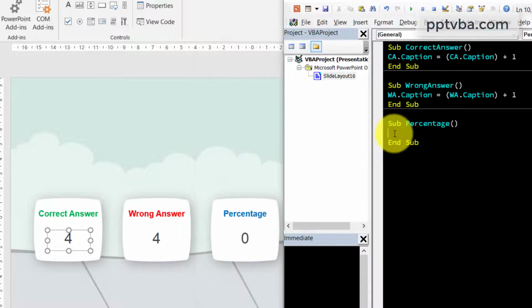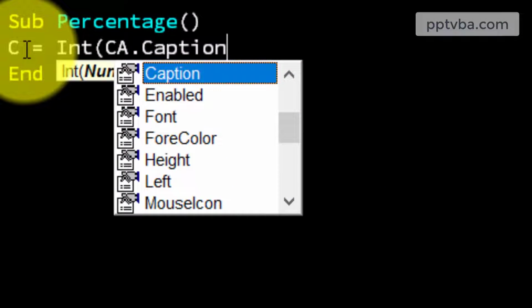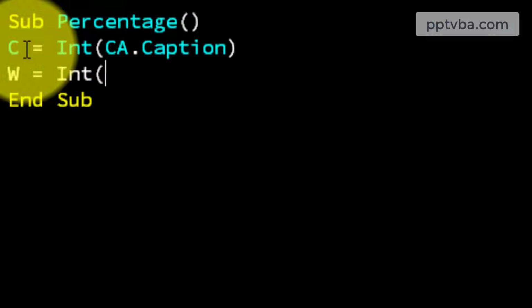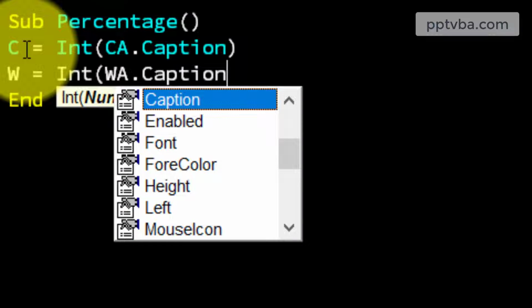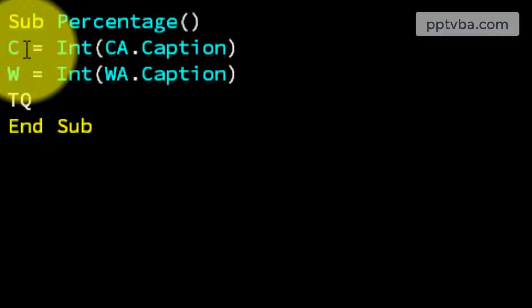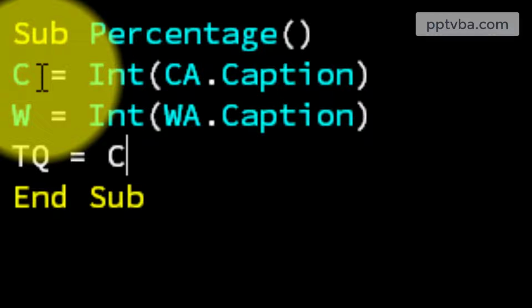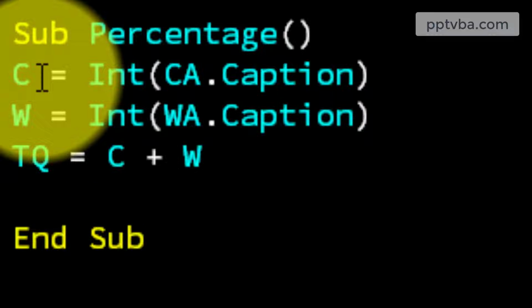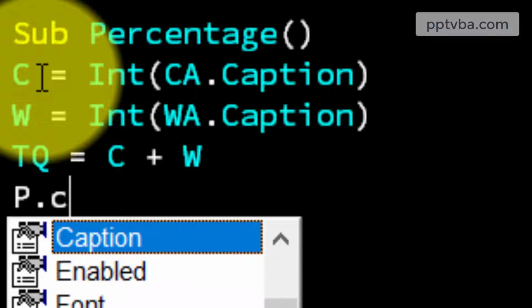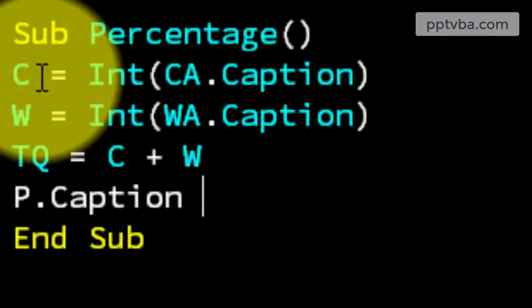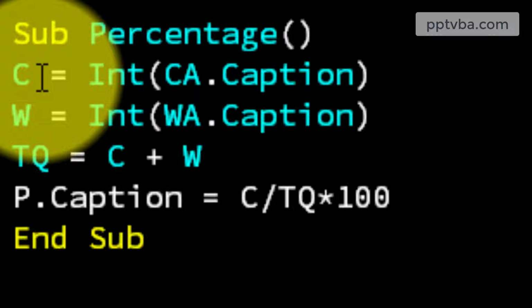So now we need to calculate the percentage. I'm going to set up some variables. C equals integer ca.caption, W equals integer wa.caption, and then TQ, which stands for total questions, equals C plus W, and then percentage.caption, which is P.caption. To calculate the percentage, we are going to use the formula C by TQ into 100.